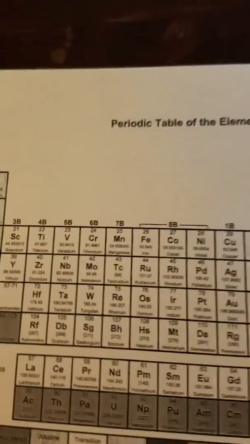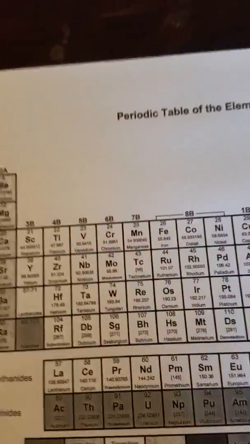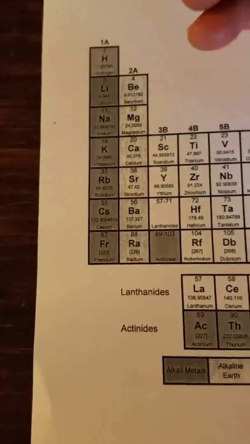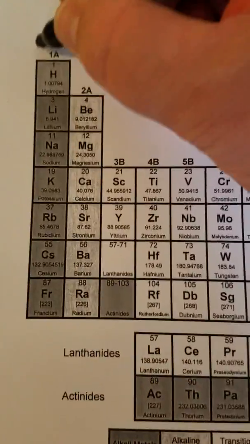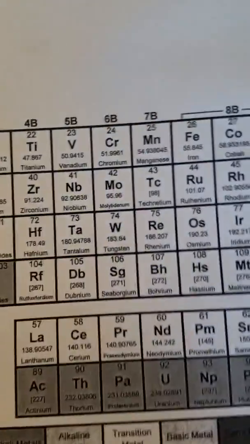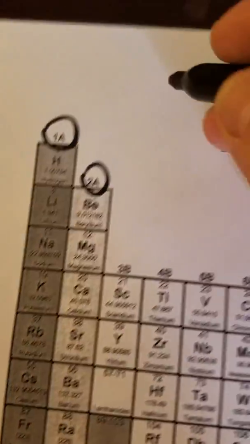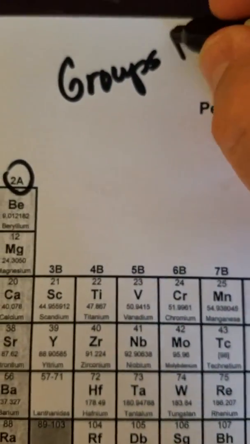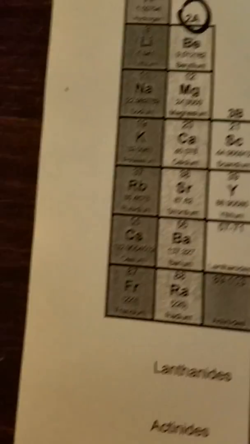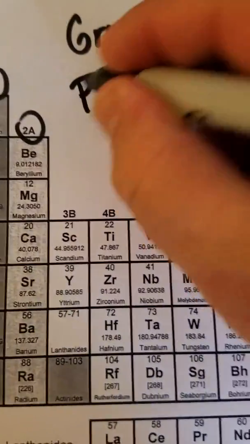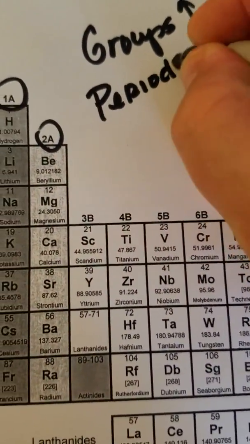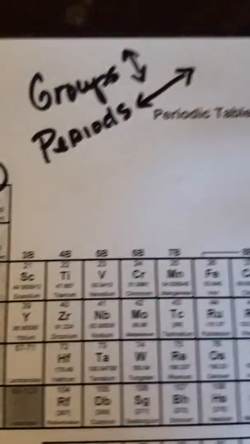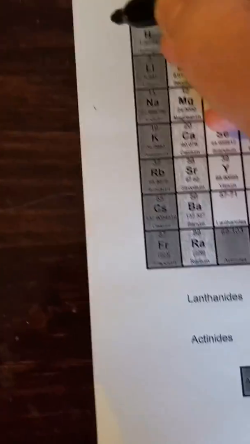But here goes. So the periodic table of the elements, the important things to remember are, first of all, we have groups. The groups go up and down. So we'll write groups up here. The periods go left and right. So these will be your periods over here.